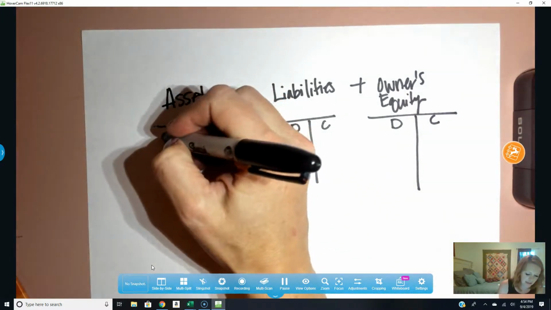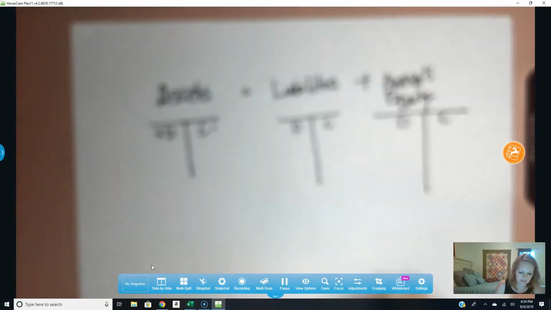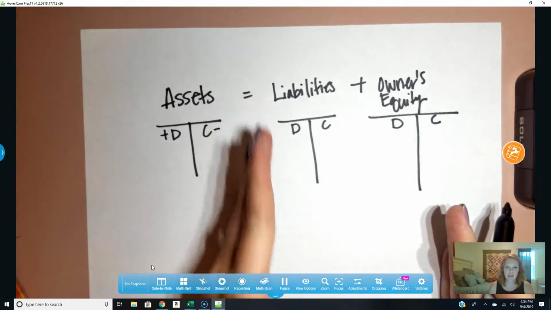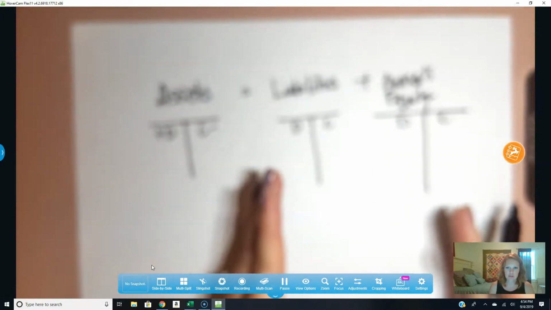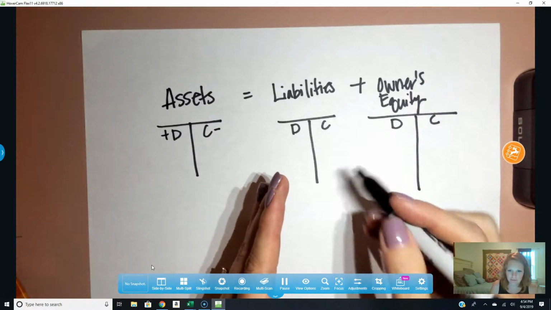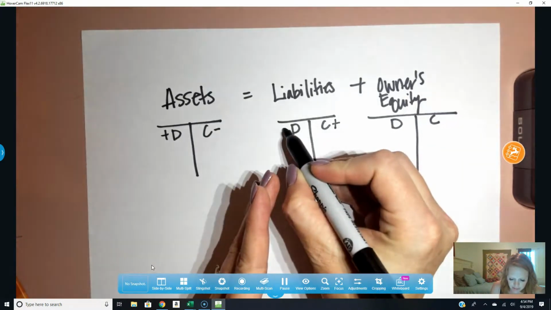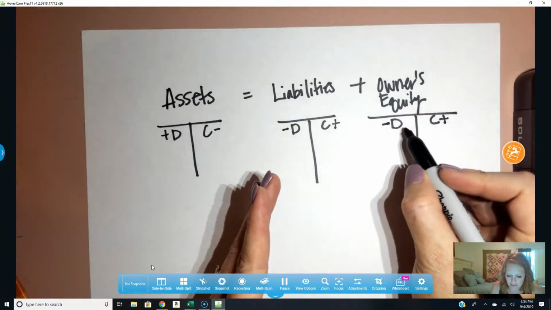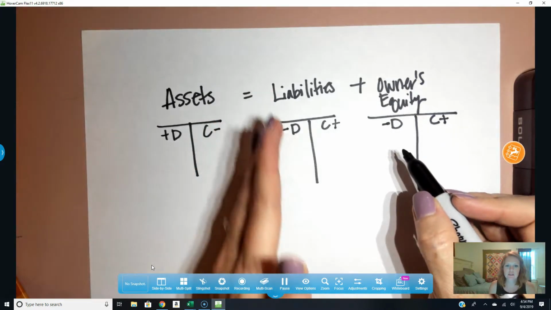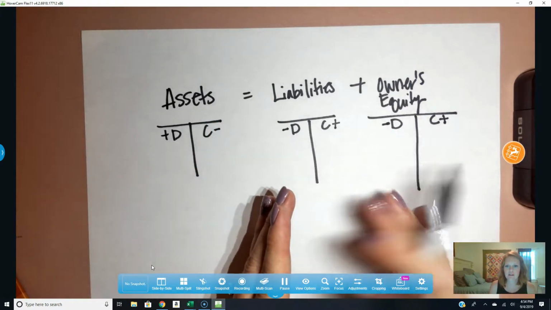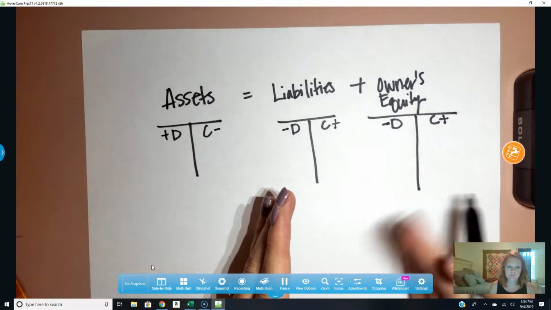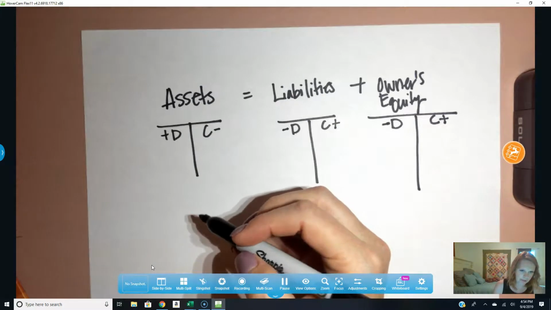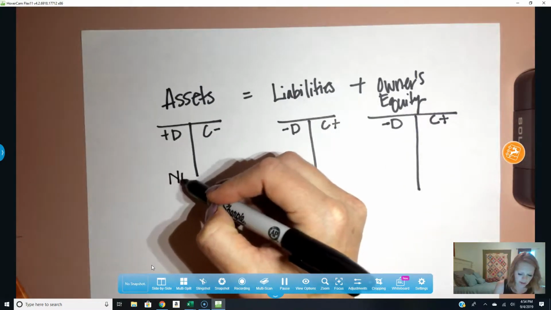For assets, they are increased with a debit and decreased with a credit. As we cross over the equal sign in our equation, those rules flip. So liabilities increase with a credit, as does owner's equity, and they decrease with a debit. Anytime you have a normal balance, that normal balance will always be on the increase side.